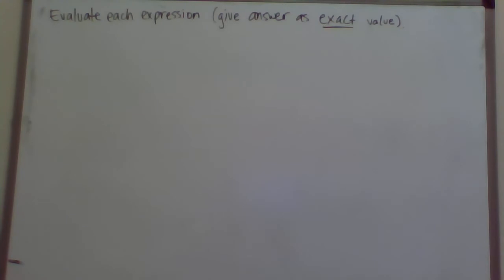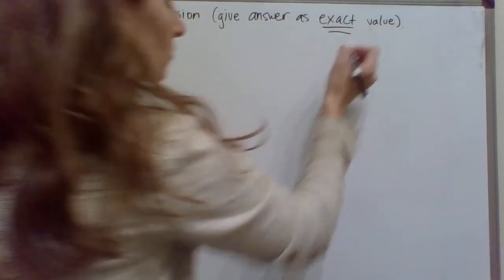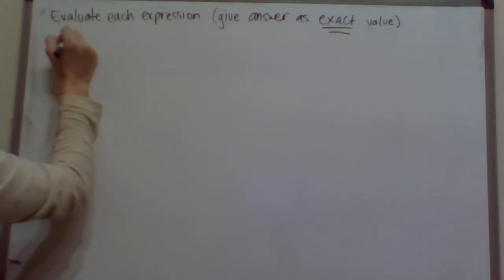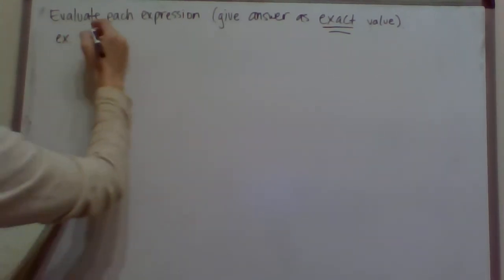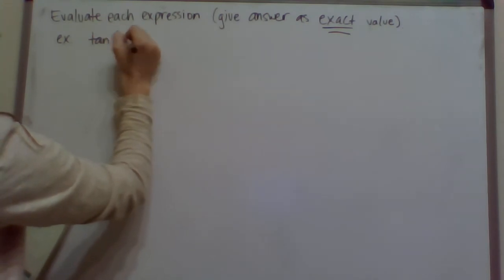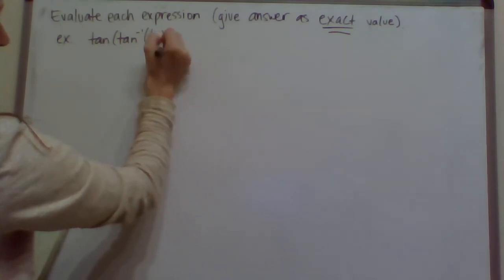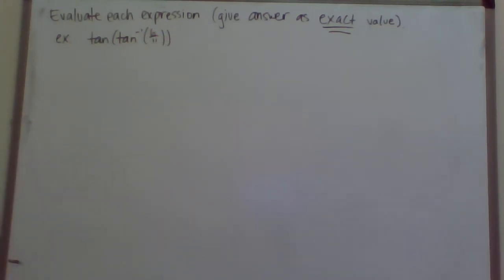So taking what we just did one step further, sometimes I'm going to ask you to evaluate a trig expression, but I want your answer as an exact value. So in other words, you're not going to plug the numbers into your calculator using the inverse sine, cosine, and tangent and rounding. You're going to use what you know about the unit circle and about the inverse trig functions to evaluate these. So the first one, I want you to go ahead and evaluate the tangent of tangent inverse of 6 over 11.